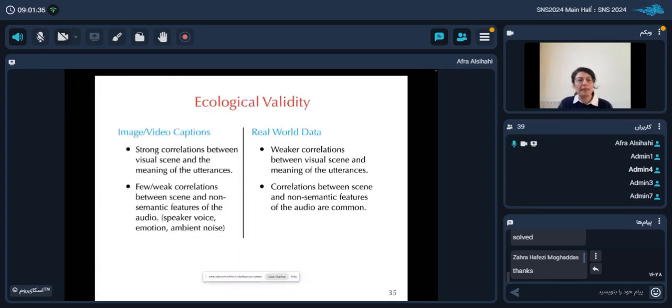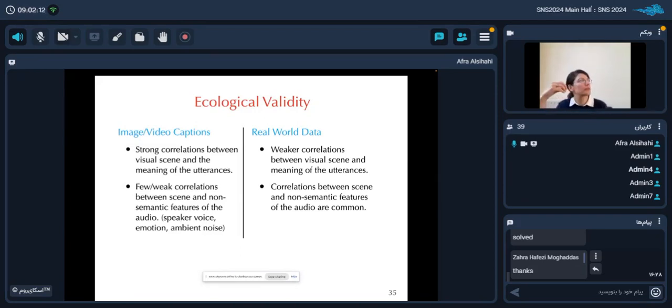The problem in this case, and also in the case of static images, is that sometimes these videos are not very close to the experience of the child. For example, everything that you hear as a description has a very direct correlation with what is actually happening in the video. On the other hand, certain things, for example, the voice of the speaker and the background noise, don't have much correlation with the content of the video. Whereas in the real world, this is not the case.